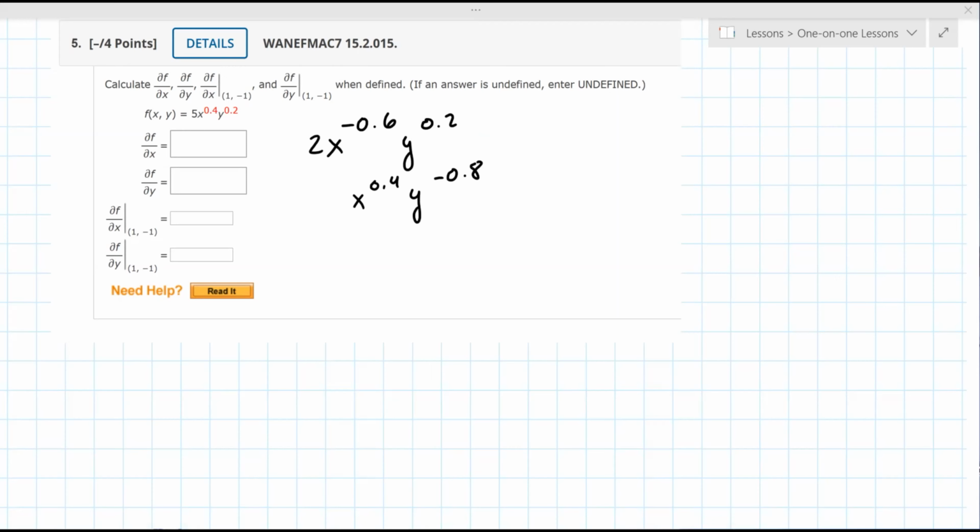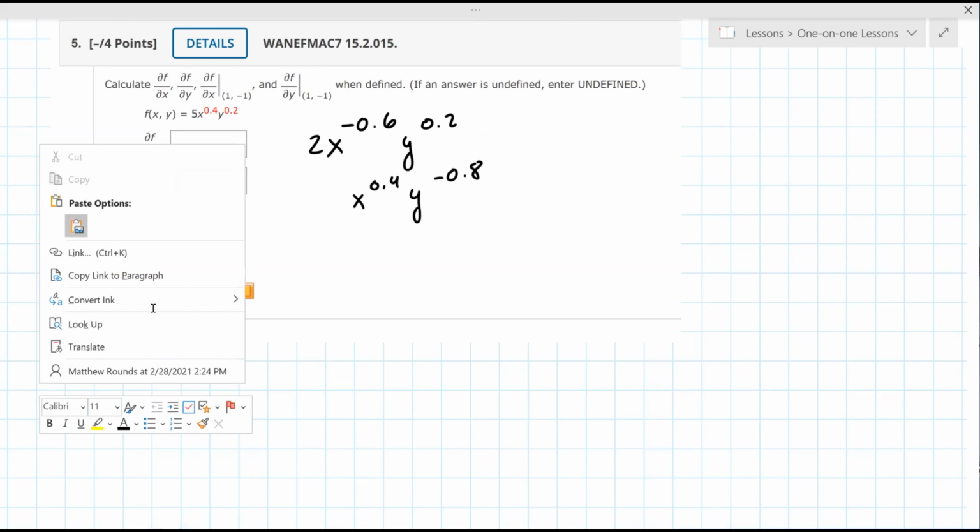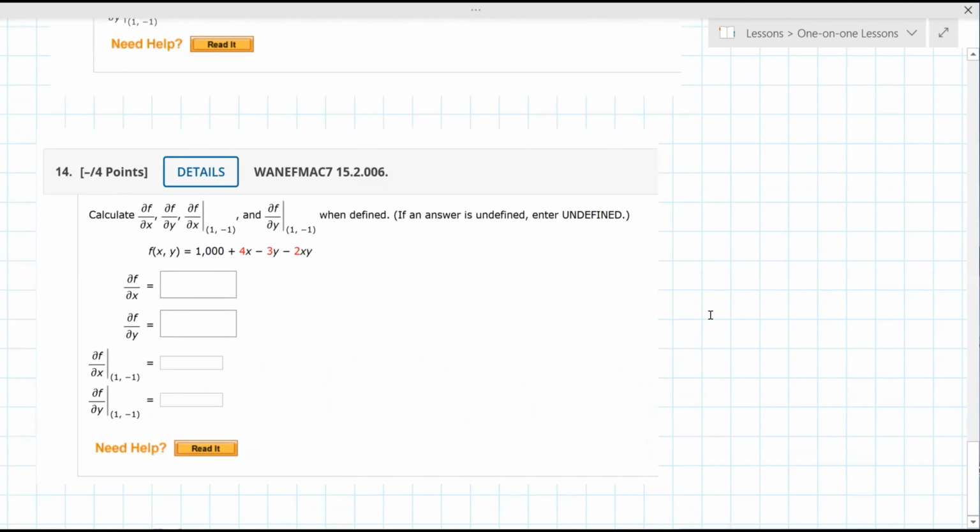These are related. This is 14. Okay, so this is like the one that we did, number 2. Give this one a try and see if you can come up with the correct answer for the derivative of this.